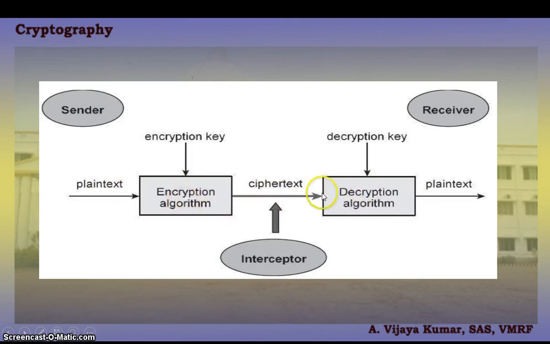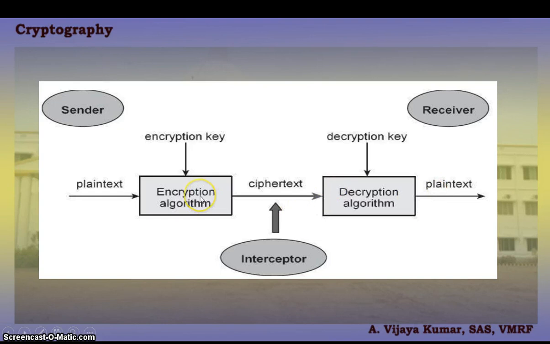In this sending path, if the information is available here, then an unauthorized user, otherwise called an interceptor or hacker, can easily tap our information. If they tap our information and come to know it, there won't be any security for sending the information from the sender to the receiver.